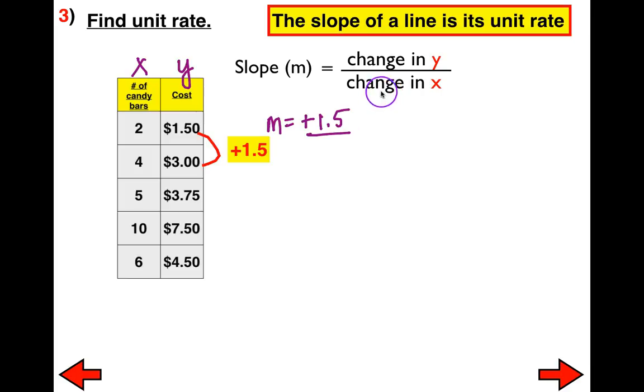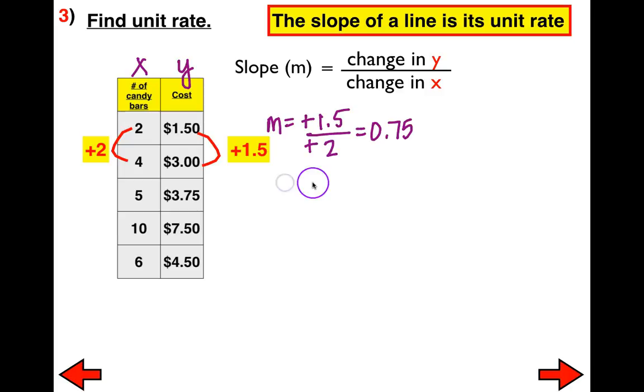Now, what about the change in x? We went from 2 candy bars to 4 candy bars. So obviously it got larger, so I'm adding. But how much did we add? We're adding 2. Because it's in terms of cost and candy bars, we're talking about money. You do want to keep it as a decimal, not as a fraction. So I'm going to say this is going to simplify to 75/100ths. Trust me. Now I'm going to repeat the process.